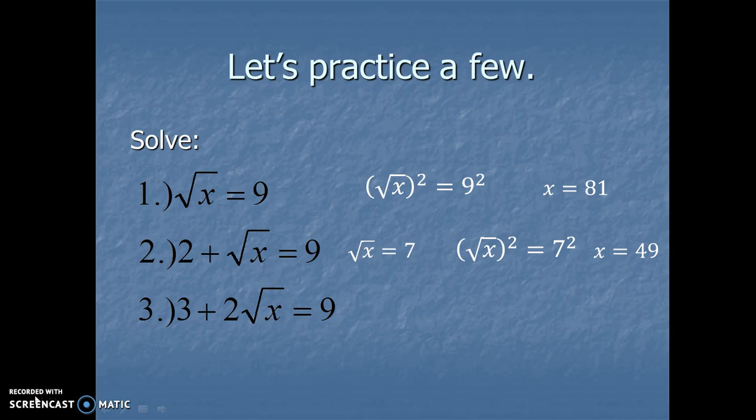Finally, 3 plus 2 times the square root of x equals 9. So we always get rid of the add and subtract part first, so we're going to subtract 3 from both sides. We end up with 2 times the square root of x is equal to 6. Then we need to get rid of the 2 by dividing both sides by 2. And then the square root symbol is by itself, so we square both sides. 3 squared is 9, and that's our answer. Alright?